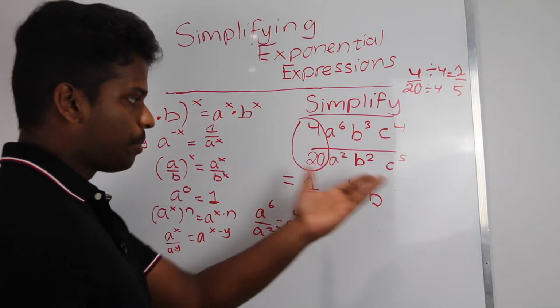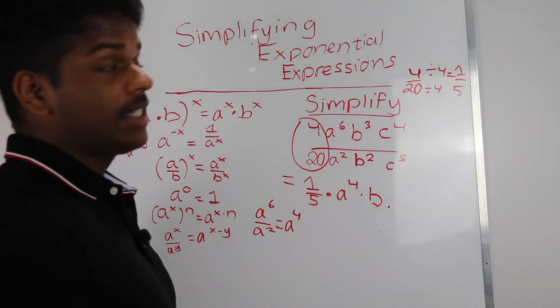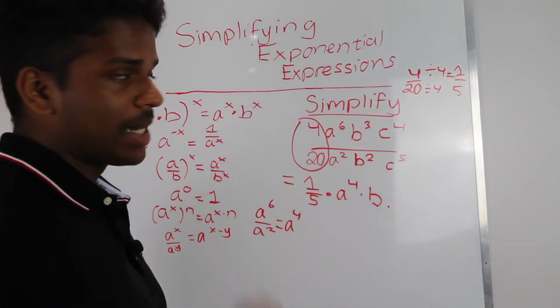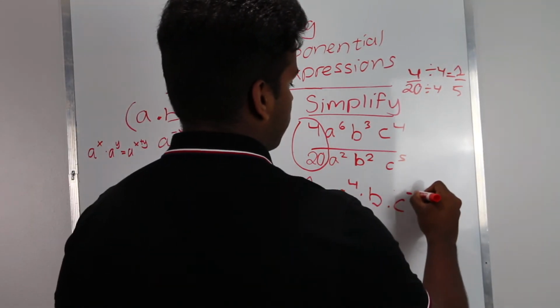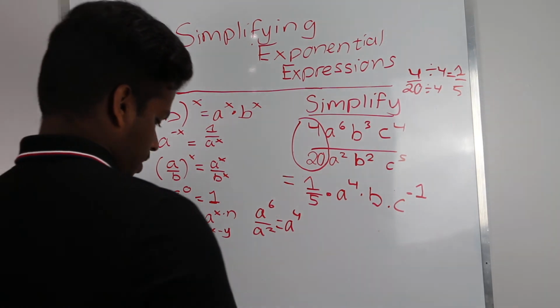b to the power of 1, we'll just leave it as b. Now c to the power of 4 divided by c to the power of 5. So c to the power of negative 1, because 4 minus 5 is negative 1, okay?